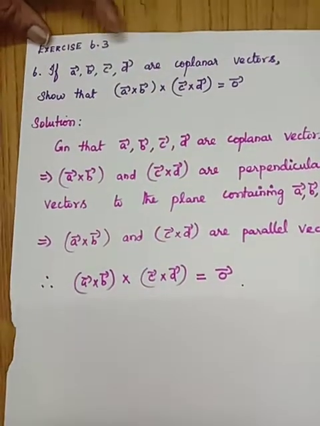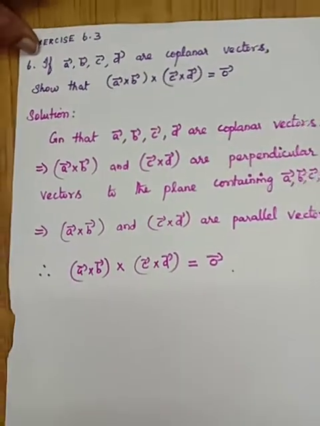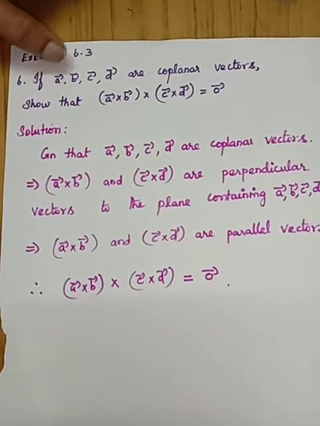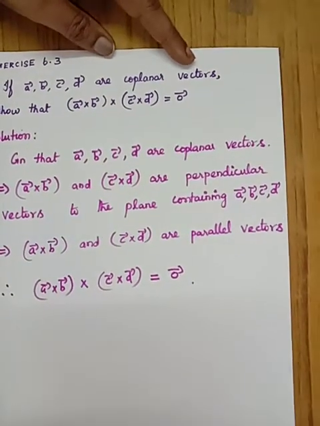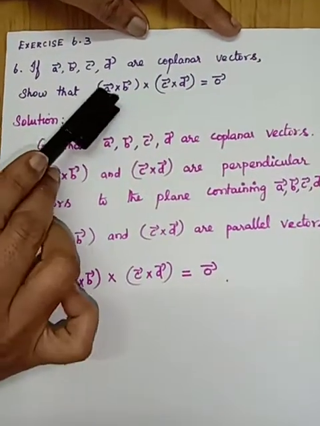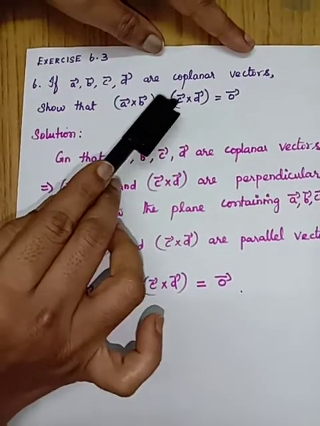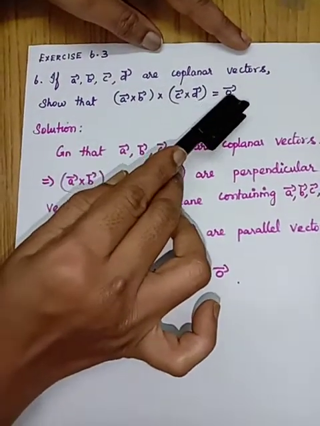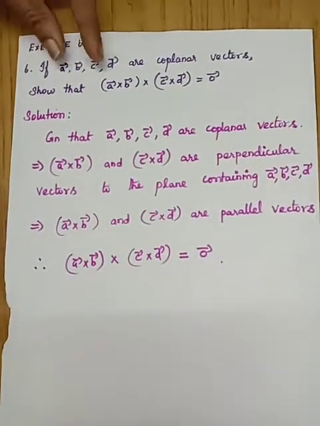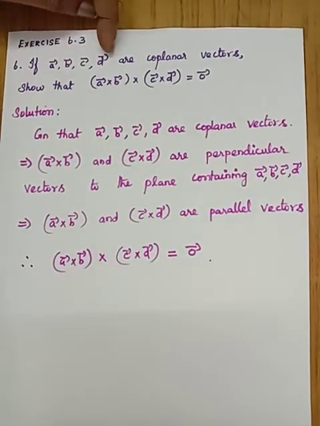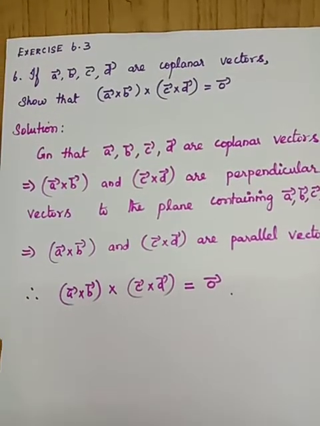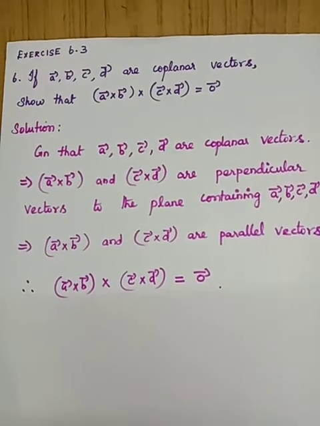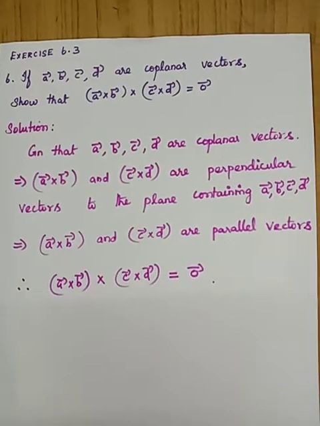Okay, so see now exercise 6.3, 6th problem. If A vector, B vector, C vector, D vector are coplanar vectors, you have to show that A vector cross B vector cross C vector cross D vector is equal to 0 vector. So what is given? The 4 vectors are coplanar vectors. Coplanar vectors means they lie in the same plane. All the 4 vectors lie in the same plane.